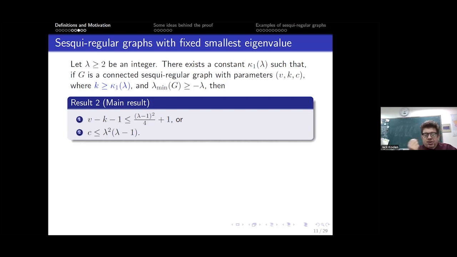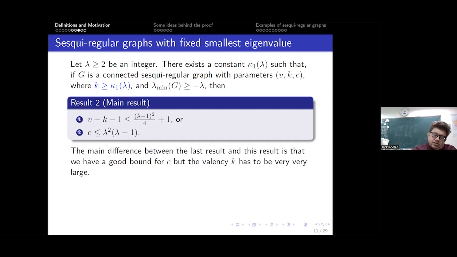And so now what is the difference? Before we had c bounded by C1 of lambda or C2 of lambda. Now we let k be very large. Yes, we fix the smallest eigenvalue and let k be very large. Then we get either k is close to v or c is at most lambda squared times lambda minus 1. We think that item 2 is not tight. So now we have a good bound for c, but the valency has to be very, very large, because we use Ramsey theory, and to use that, k has to be very large. We want to find large cliques.